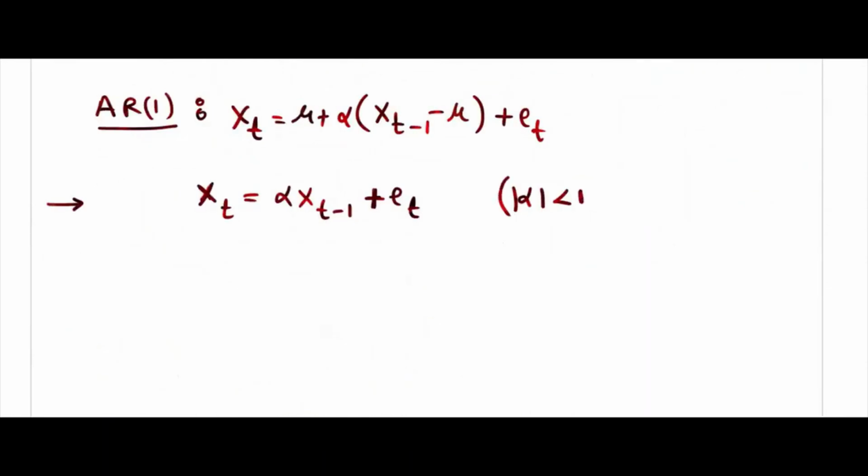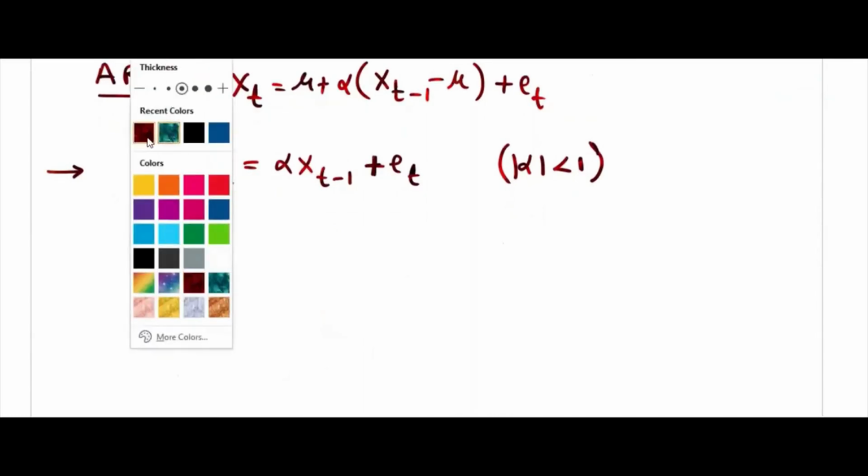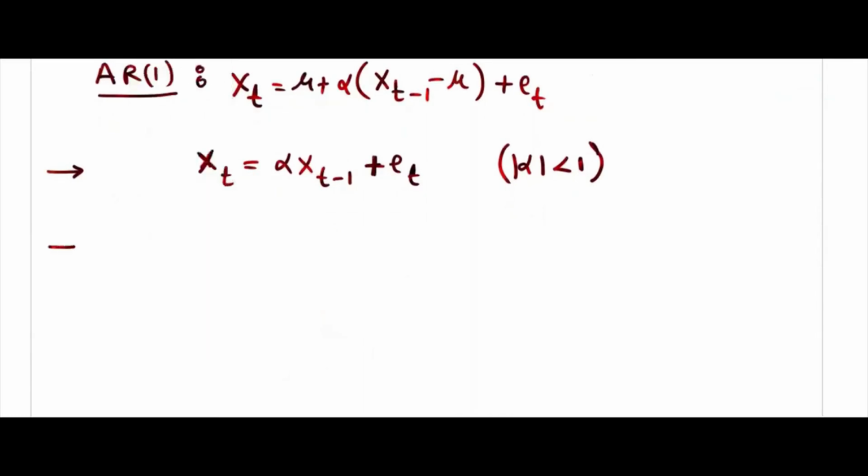Just remember here, if alpha mod is less than 1, then this will be stationary. If I give you some problems here, because for the next 1 hour or maybe next 2 classes, we'll mostly be discussing stationarity. What is stationary, which is not stationary. That is what we'll discuss. So I will give you some examples to check for stationarity.